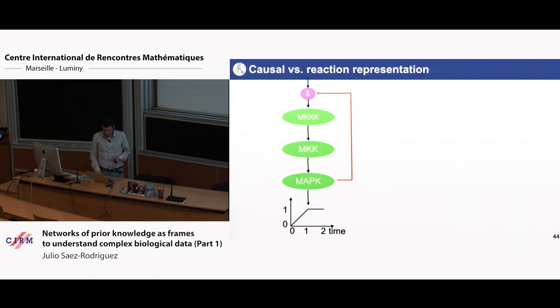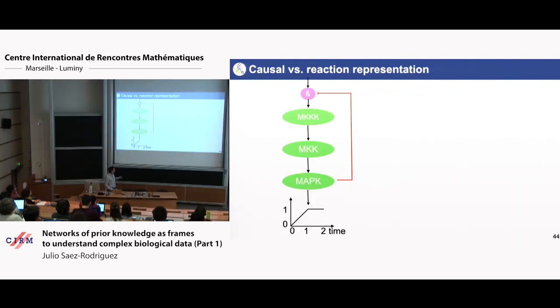And just a slightly more advanced example. So you have a cascade of kinases. In this case, the MAP kinase cascade, which is three kinases. If you want to do these Boolean logic models, all you need to do is one variable for each of them, and you have then the AND gate on the top.